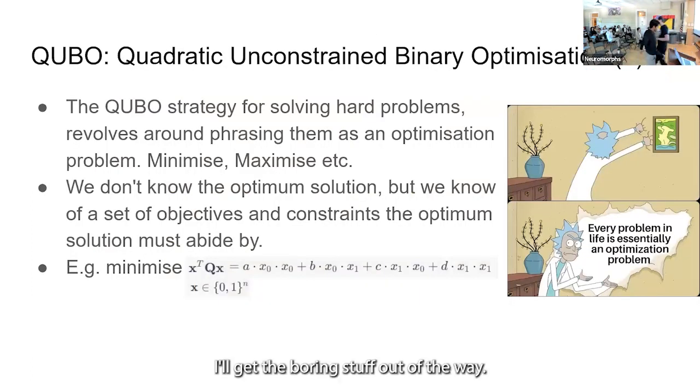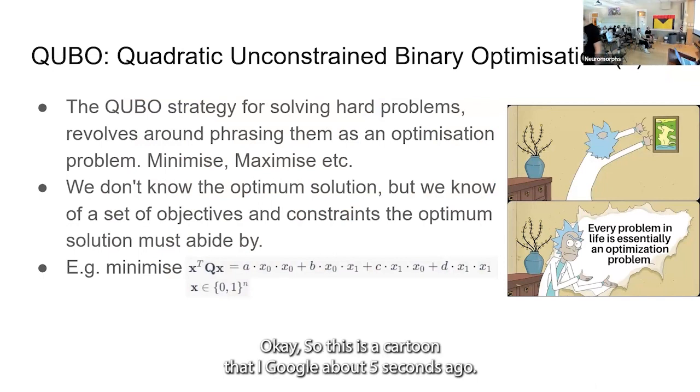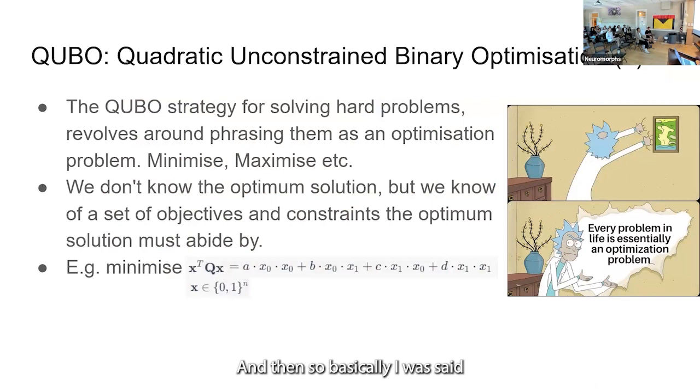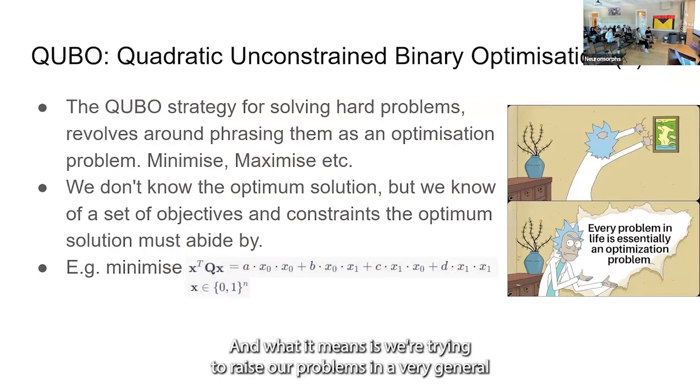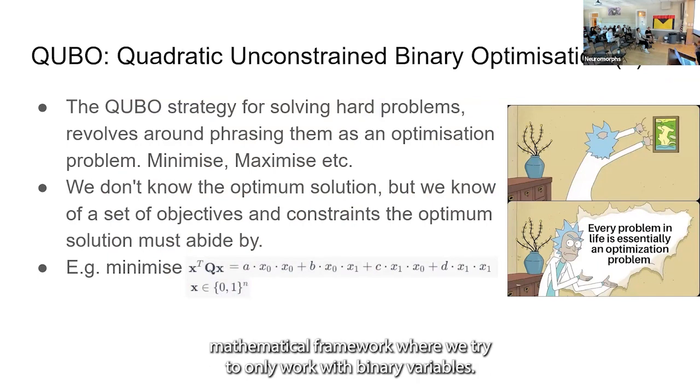I'll get the boring stuff out of the way. Okay, so this is a cartoon that I Googled about 5 seconds ago, and I put that in. So basically, as Jonas said, QUBO stands for quadratic unconstrained binary optimization. And what it means is we're trying to phrase our problems in a very general mathematical framework where we try to only work with binary variables.